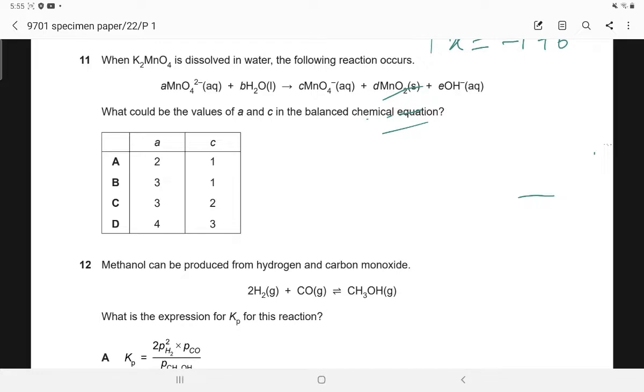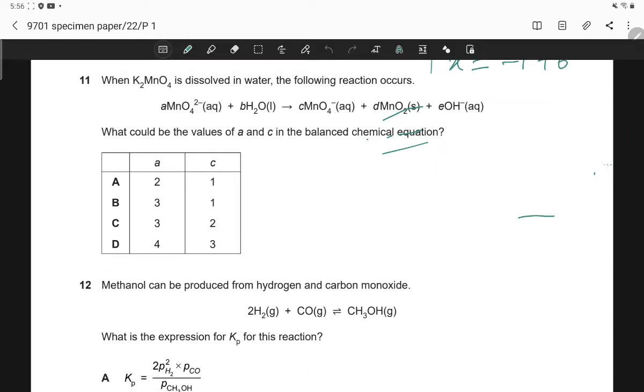So this is a redox reaction in which manganese is oxidized and reduced. This is A, this is B, this is C, this is D. So what could be the values of A and C in the balanced chemical equation?